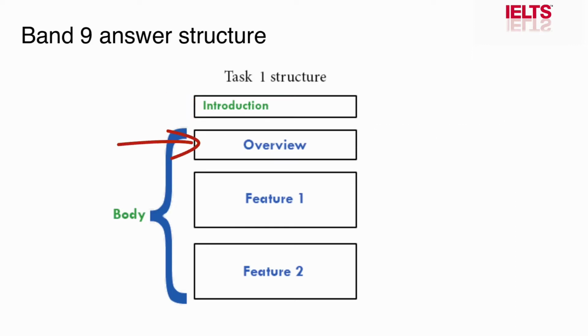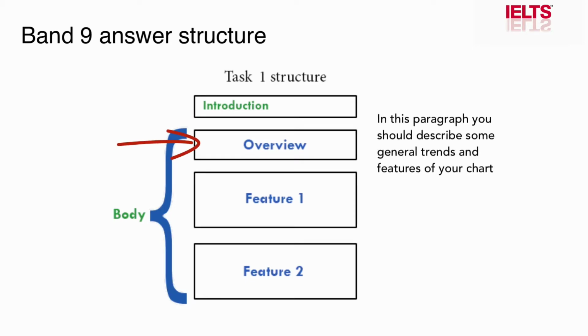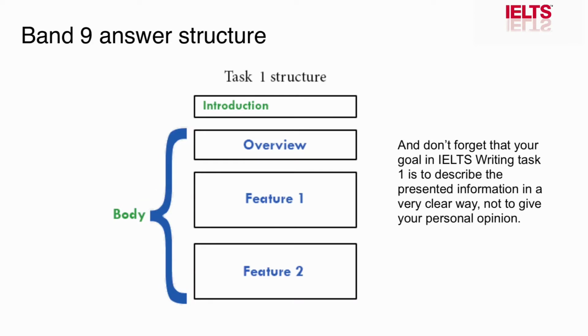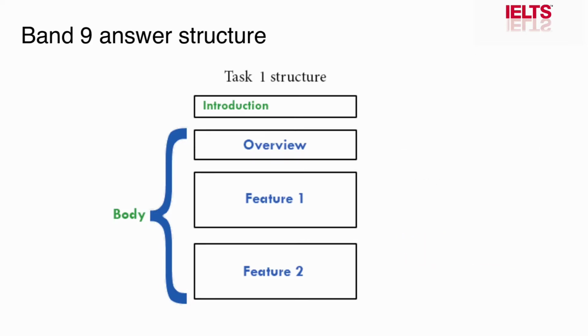Then, you should write an overview paragraph. In this paragraph, you should describe some general trends and features of your chart. Next, you should write about specific features of your chart in 2 or 3 separate paragraphs. And don't forget that your goal in IELTS Writing Task 1 is to describe the presented information in a very clear way, not to give your personal opinion. So don't write a conclusion in Task 1. Now you know the answering strategy. So let's start writing our Band 9 answer.